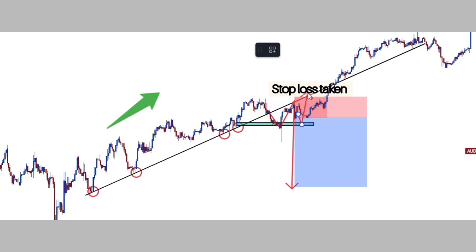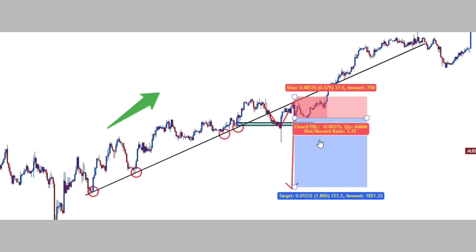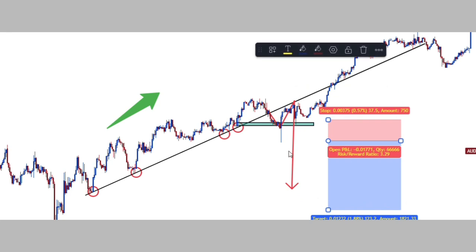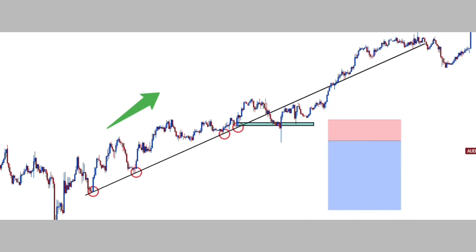So this is manipulation to take out stop losses before the price heads up in the previous direction, which they had anticipated over here. They thought it would bounce off here and go up. Which was right, but they had to be patient. After this break below, it was a manipulation to take out liquidity. So guess what happens here? This is a liquidity grab.